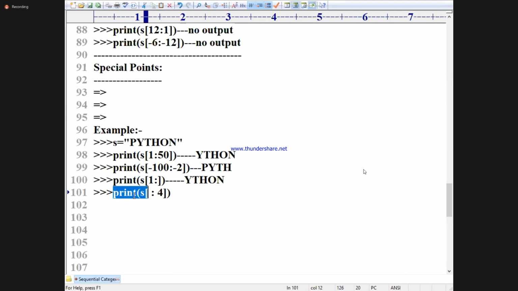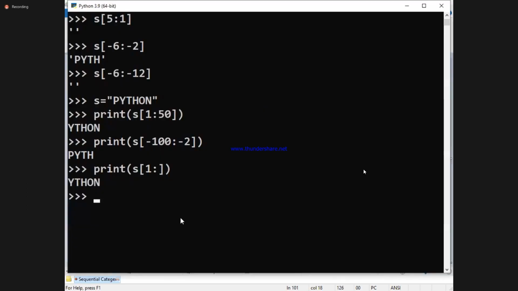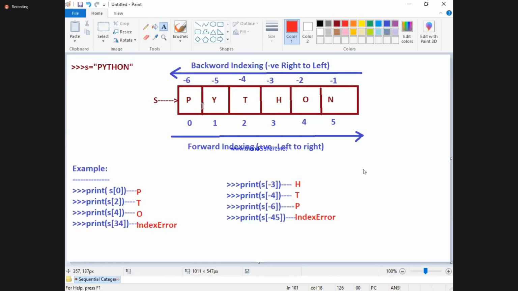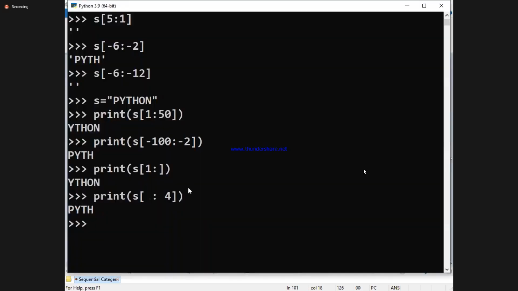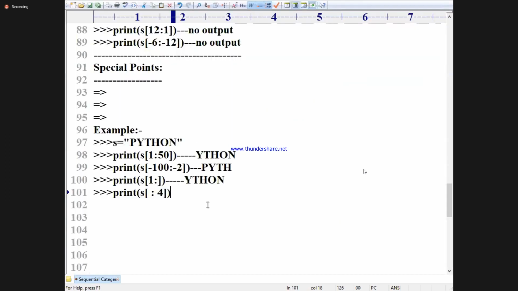Check it out here. The answer is, what is that? PYTH. 0 to 4 minus 1 is called what? 0 to 4. 4 minus 1 means 3: 0, 1, 2, 3. Is it okay? So here if we come to this window, the answer is PYTH. Now I am asking the question, tell me S of what I did not specify.